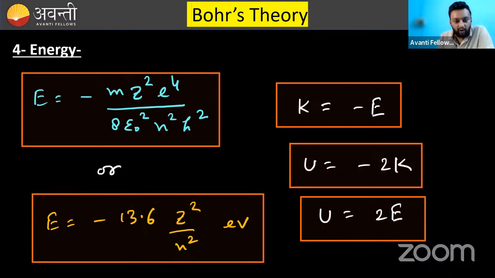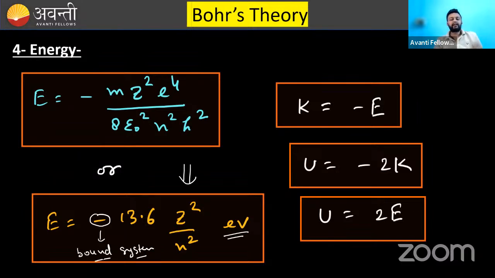The energy of the electron in any orbit. You can remember this relation, but the most important relation is this one: minus 13.6 z square by n square. This energy is in electron volt. Write it down in your notebook so that you can revise every time. The minus sign indicates, I told you, attraction or bound system. Bound means with the bodies which are bounded by attractive forces. So electrons are bounded with the nucleus. That's why energy is coming as negative.